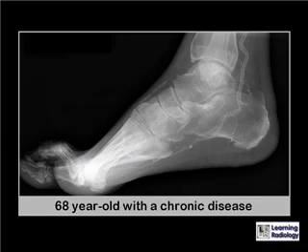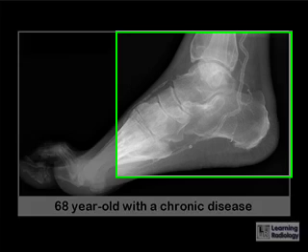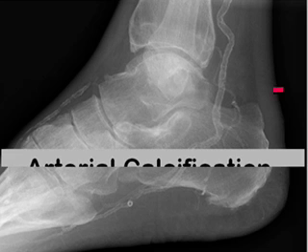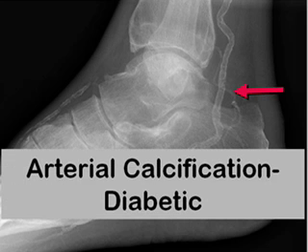This is a lateral of the foot in a 68-year-old who has a chronic disease. What is your diagnosis? This is the typical arterial calcification, the tract-like continuous calcification that you see in the media of arteries in patients who are diabetics.